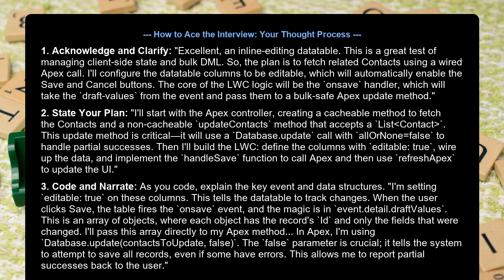3. Code and narrate. As you code, explain the key event and data structures. I'm setting editable: true on these columns. This tells the data table to track changes. When the user clicks save, the table fires the onSave event, and the magic is in event.detail.draftValues. This is an array of objects, where each object has the record's ID and only the fields that were changed. I will pass this array directly to my Apex method.